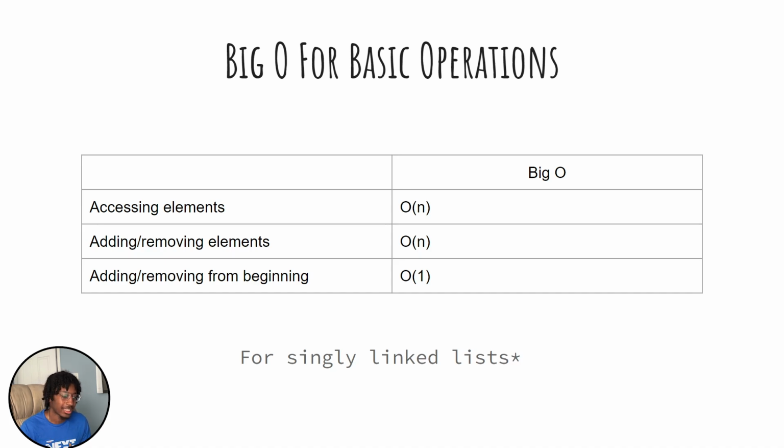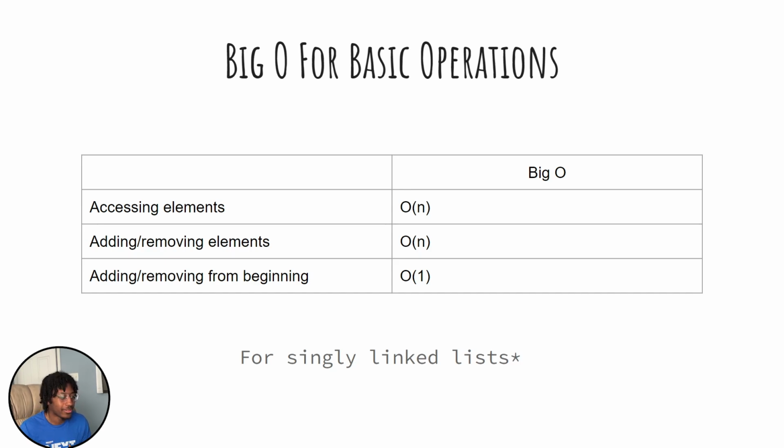Given a singly linked list, if we want to add an element or remove an element at the end of a linked list, we're going to have to traverse the linked list one by one until we get to the end. And again, this is going to grow linearly. So the bigger the linked list, the longer it's going to take for our program to run.